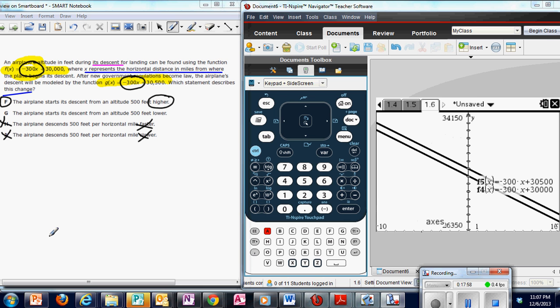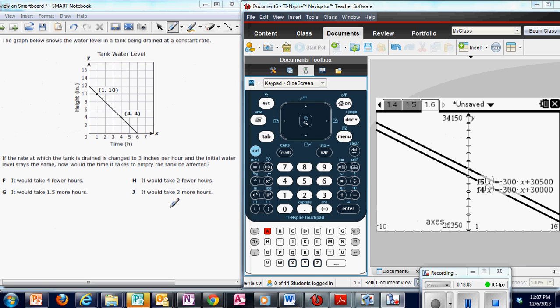The graph below shows the water level in a tank being drained at a constant rate. If the rate at which the tank is drained is changed to 3 inches per hour and the initial water level stays the same, how would the time it takes to empty the tank be affected? So how would the time to empty be affected?